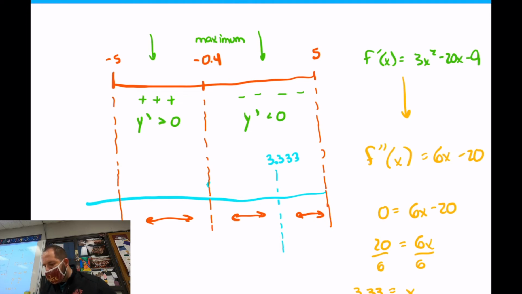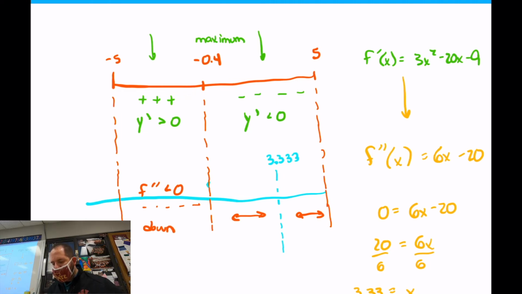So for the second derivative, I'm going to plug in numbers. I'll plug in a number between -5 and -0.4, let's say -4. I take that equation: 6 times -4 minus 20. That turns out to be negative, so my second derivative here is less than 0. These are all negatives, so it's concave down in that range. Between this number and this number, it's concave down.